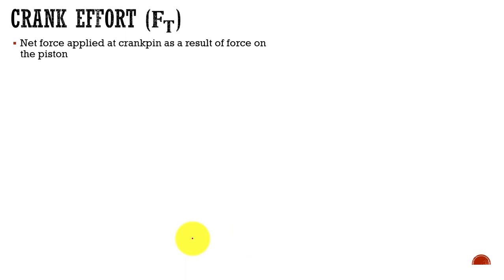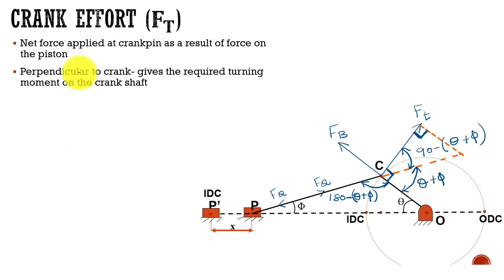Next we are going to calculate the crank effort. This element of force which is applied on the crank pin as a result of the force on the piston is exactly perpendicular to the crank. What is the direction of this crank effort? It is well understood that it is exactly perpendicular to the direction of the crank length. Because of this, the turning moment on the crankshaft is created. So it is a very important force as far as engine force analysis is concerned.